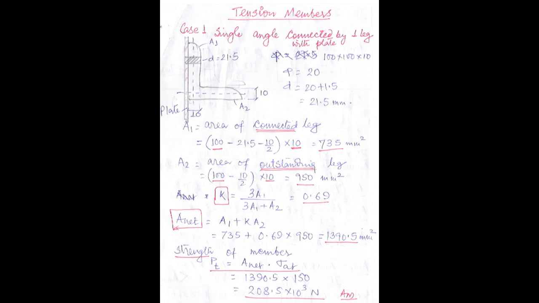This will help you for your future reference also. So the next step is A net. How do we calculate A net? A1 plus k A2. So we put the values and get 1390.5 millimeter square.